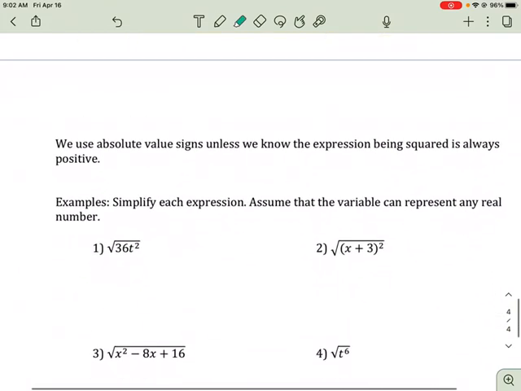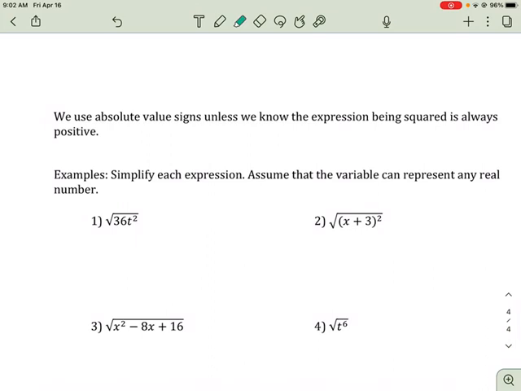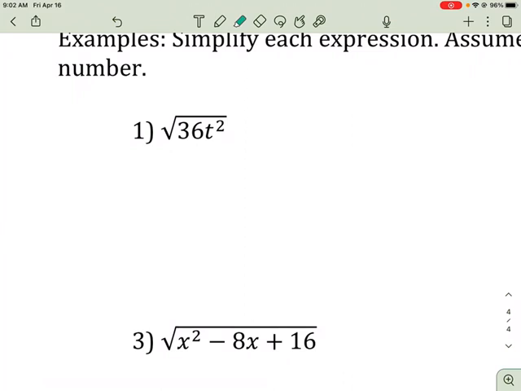So we have to be concerned when we have expressions, because we don't know what the variable could be. So we use the absolute value signs unless we know the expression being squared is always positive. So we're going to simplify this using the square root sign.